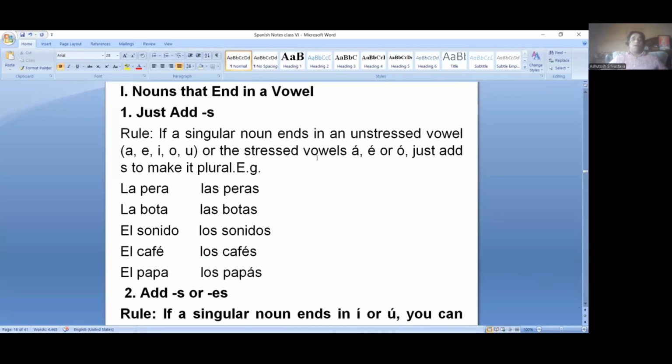Students, let us learn about the singular and plural in Spanish. Here we go. When the noun ends with a vowel, then we simply add s to make the plural. What do I mean?